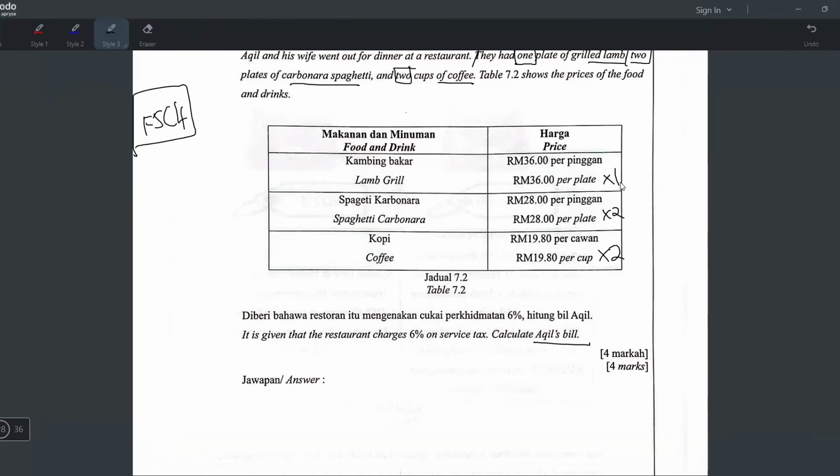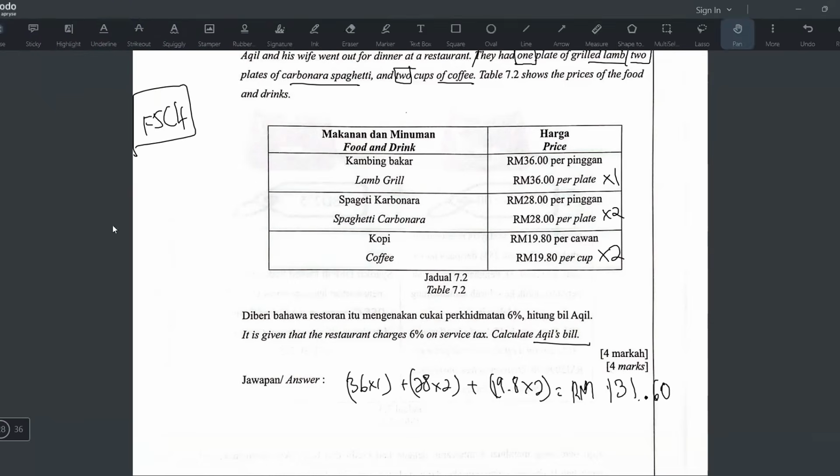So 36 times 1 plus 28 times 2 plus 19.80 times 2. Let's see what we get from here first. You have to wait for me. I have to press the calculator, plus 19.8 times 2. My calculator gives me 2055.6. Wait, I think I see it. 36 plus 28 times 2 plus 19.8 times 2. Oh my god, I pressed it wrongly. This is 131.60. Okay, this is the total price, right?